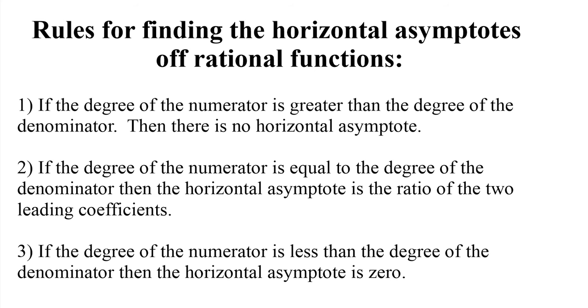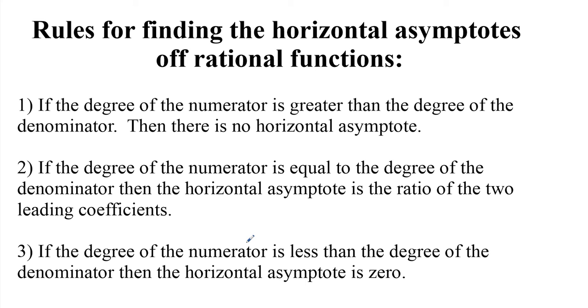Then there are some rules for finding the horizontal asymptotes of rational functions. That should be of, not off. I should fix that. Anyway, these are review statements from pre-calculus when we were doing rational functions.